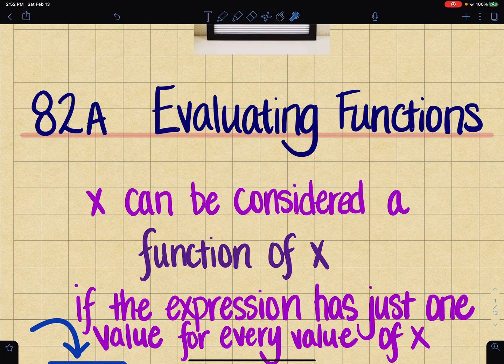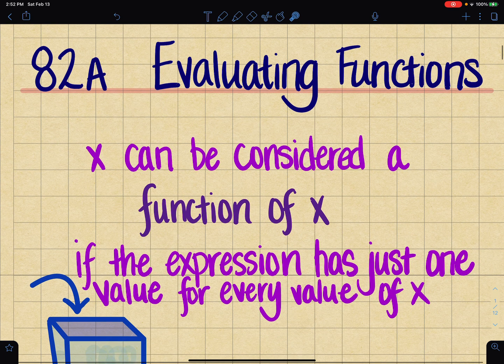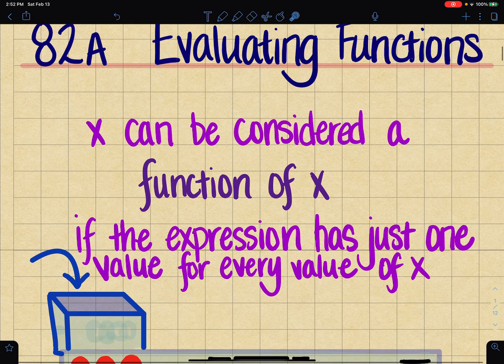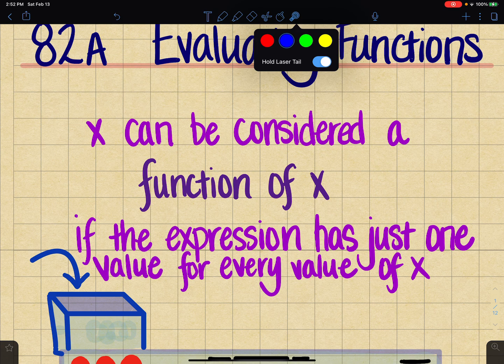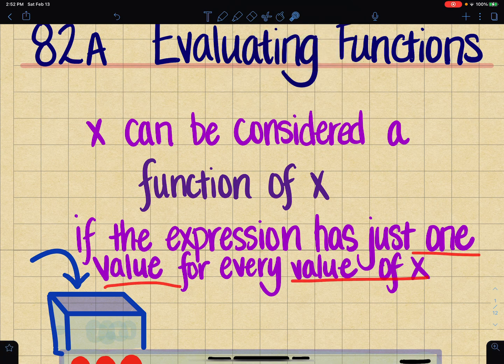So x can be considered a function if the expression has, this is going to be important, just one value for every value of x. So when you put in an x, the function is going to spit out an output.